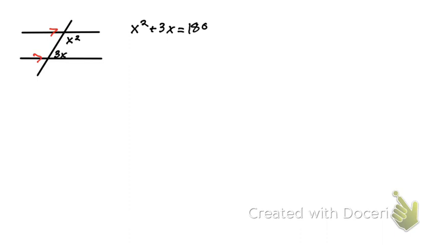Okay, have fun. All right, so what I'm going to do is get everything on the same side. So we'll have x squared plus 3x, not equals, but minus 180 equals 0. Now the whole goal is to get it to look like this, where I have a binomial times a binomial equals 0. That is factoring.